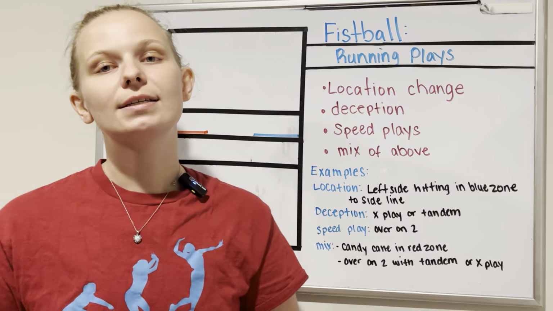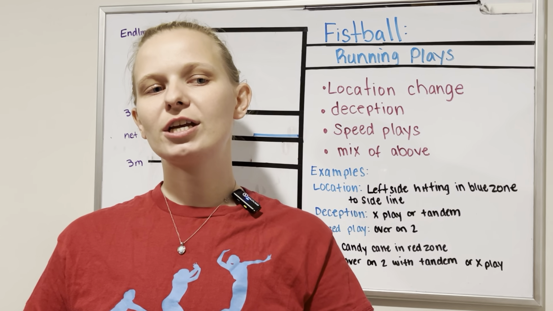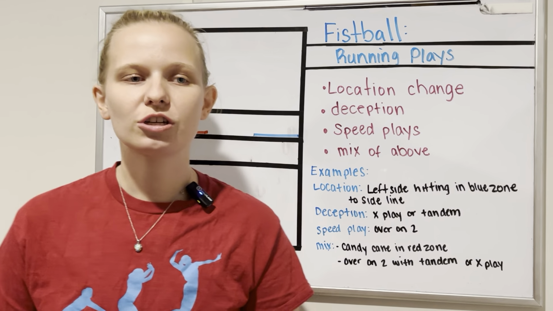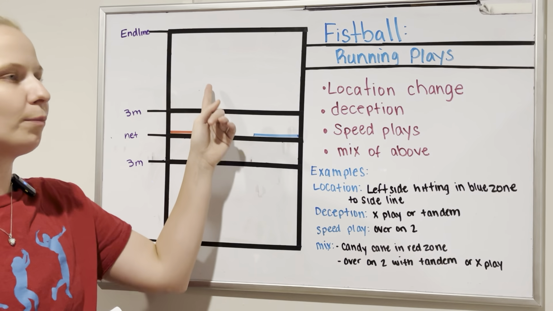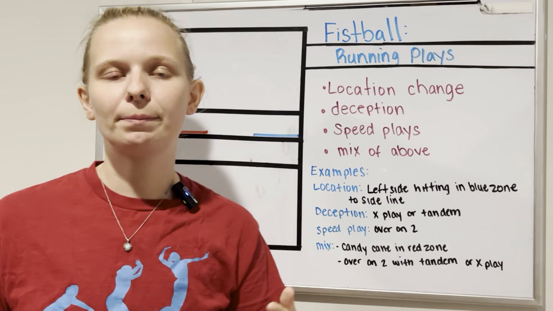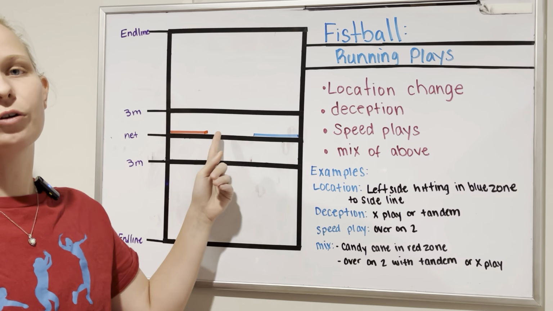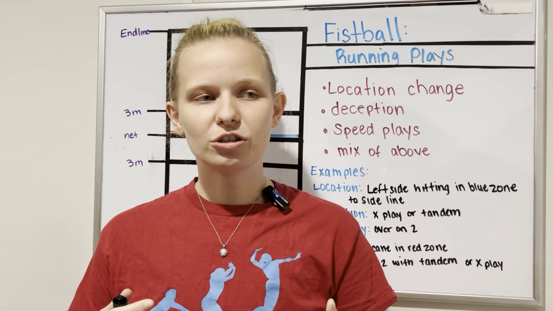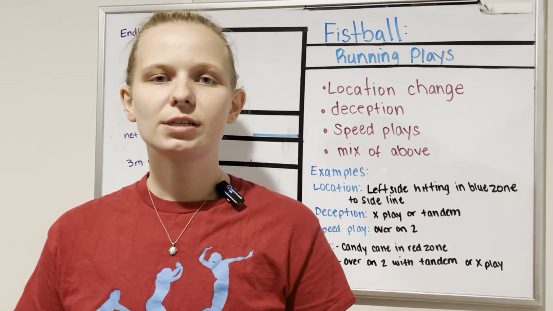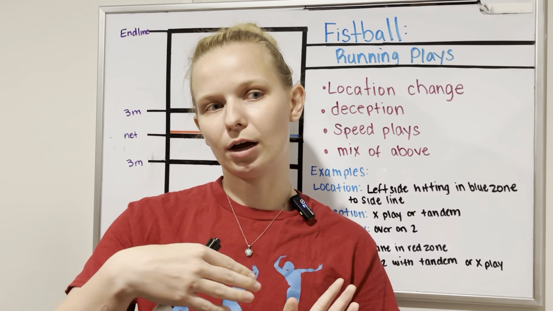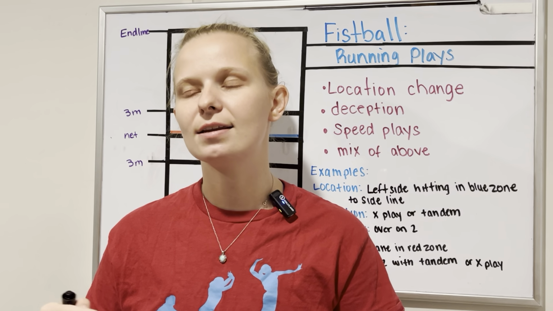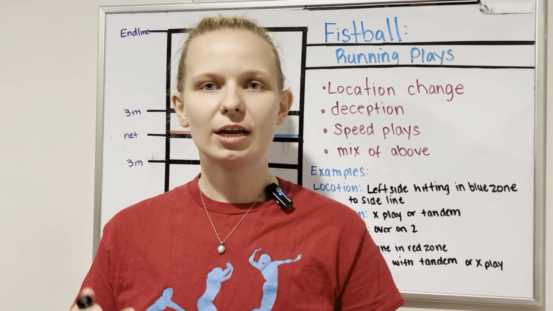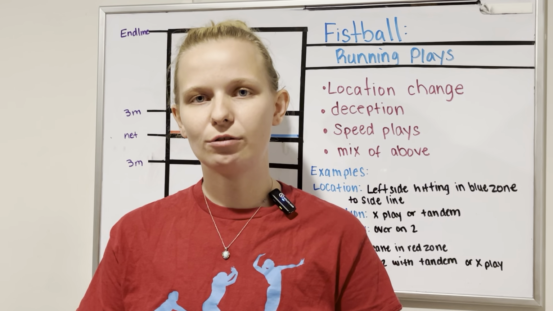The first one is a location change. Location change is going off of the zones based on the net, and it is determined by where the ball bounces. For example, if a ball bounces in the red zone versus the blue zone or the white zone, that will determine what kind of play you can run. Location change forces the defense to adjust to the location that you're standing, and sometimes, if you're playing against a team that's not paying as much attention, it may create certain holes in the defense. So you want to create those variables.